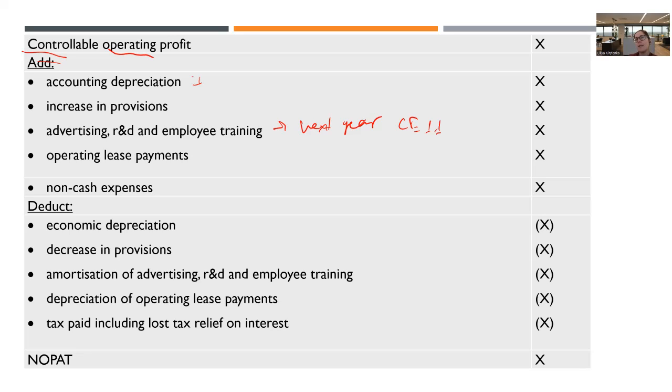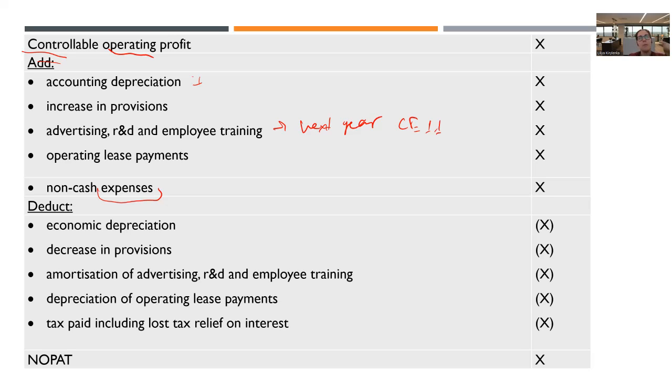In practice, in past exams, I did not see examples of operating lease payments being tested, and I don't think that they will because of this tricky thing. And we add back all non-cash expenses. So we want to find operating profit, which is more about cash. And then we need to deduct economic depreciation.